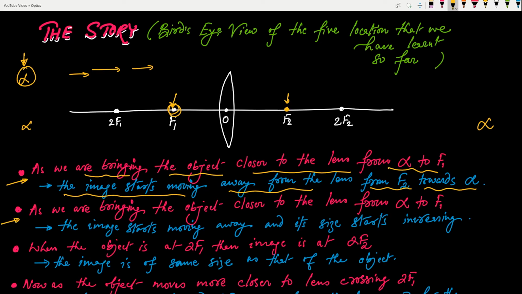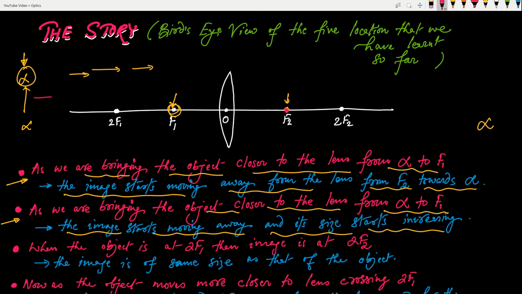The second point of the story is that as we are bringing the object closer to the lens from infinity to f1, the image starts moving away. This thing you have already learned now, and its size starts increasing. Very important. So let's understand again. This was our object at infinity, and we got the image here as a point image. Then as we start moving, what happens? The image also starts moving backward, and the size of the image starts increasing.